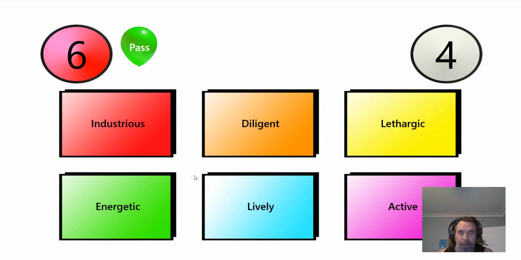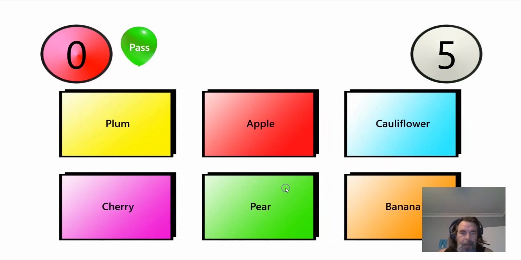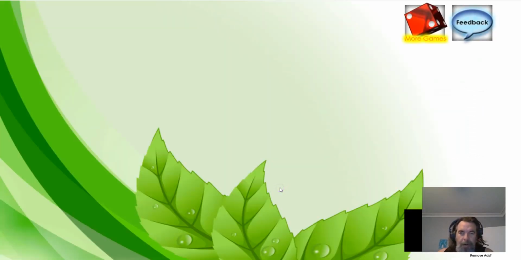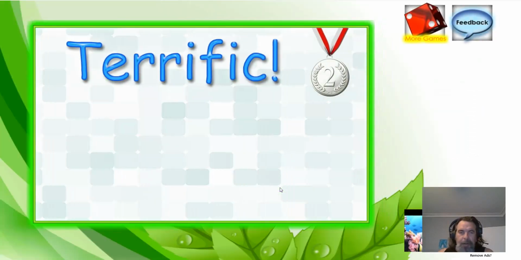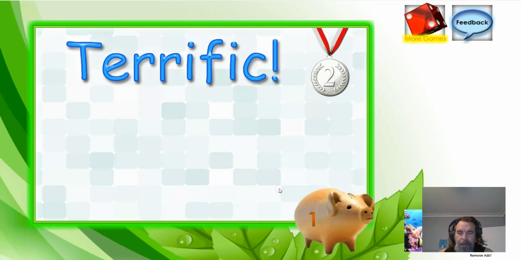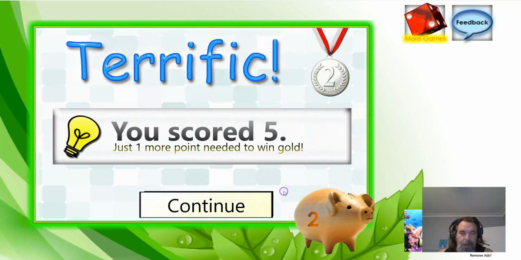Industrious, diligent, lethargic, lively, active, energetic. Lethargic. Plum, apple. Oh, geez, that was terrific. Oh, I got a second. Getting that one wrong didn't help. Anyway, let's see what happens now. You scored 5. Alright, just need one more to get gold. Okay, continue.